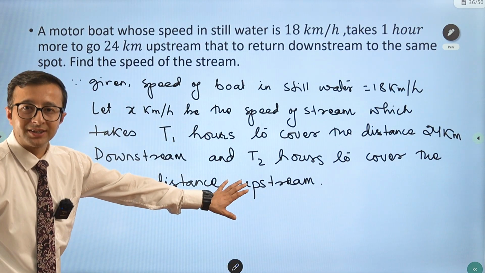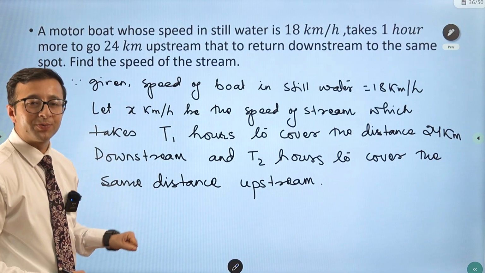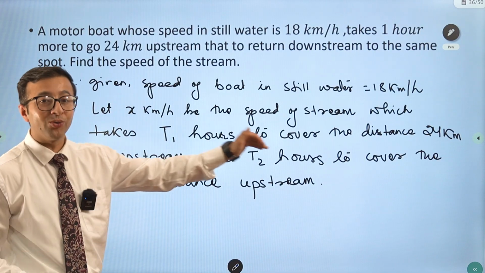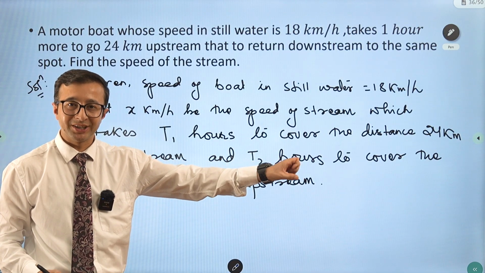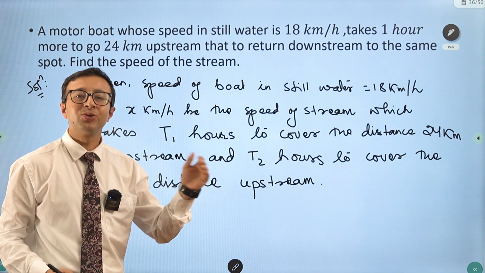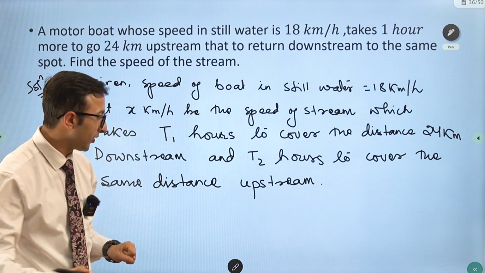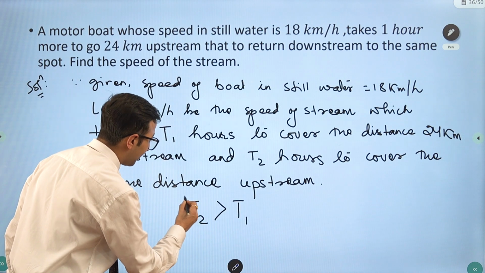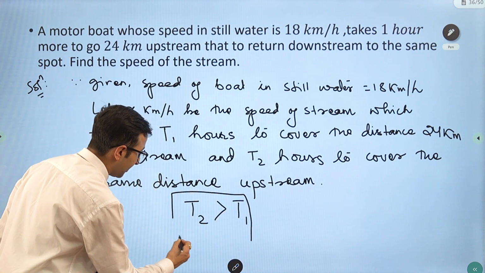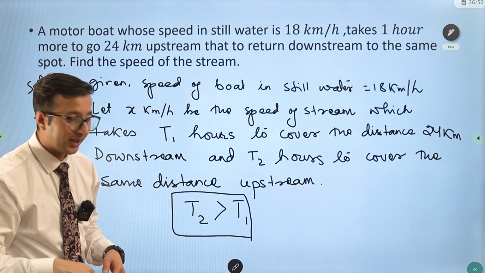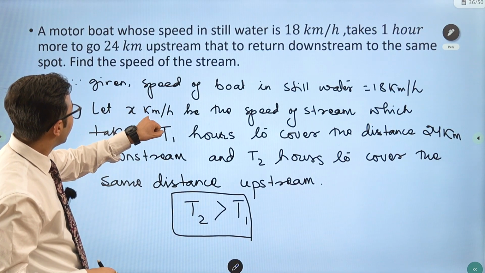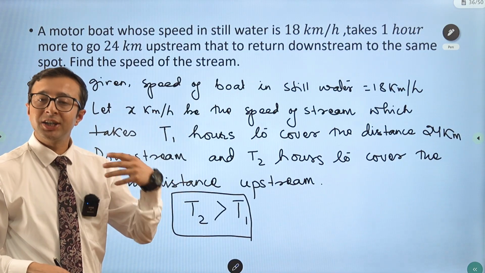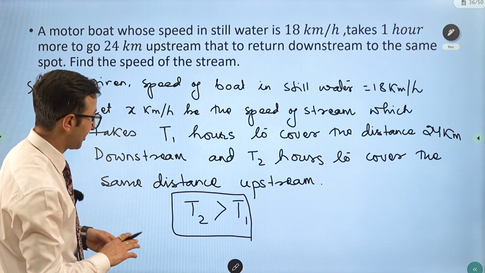After assuming this, can you guess which value is bigger, T1 or T2? T1 is the time taken to go downward. Going downward takes less time. T2 is the time to go upward. That means definitely T2 is bigger than T1. Remember this. So after that, what do we need? Here we have assumed the speed is x kilometer per hour. That is the speed of the stream, and the speed of the boat is already given to us.